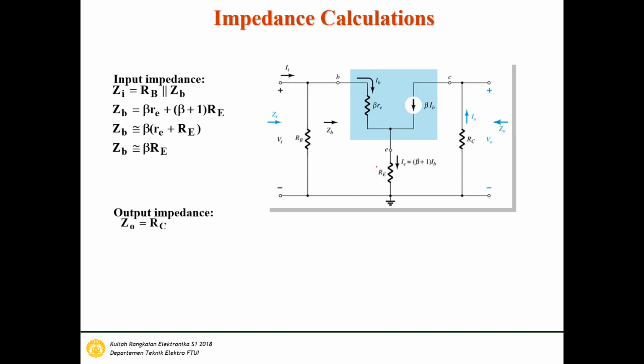Okay, and then for the input impedance, Zi is the RB here parallel to Zb. Why do we have the Zb here? Because Zb consists of two resistors. The first one is beta re, and the second one is the RE. So we have to calculate the emitter resistor here. And then Zb is beta re plus beta plus 1 RE. Okay, so Zb is beta re plus beta RE, and because RE is larger than re, we can call Zb is beta RE, beta dot emitter resistance. And the output impedance is just RC here. Okay, so the output impedance Zo is equal to RC.